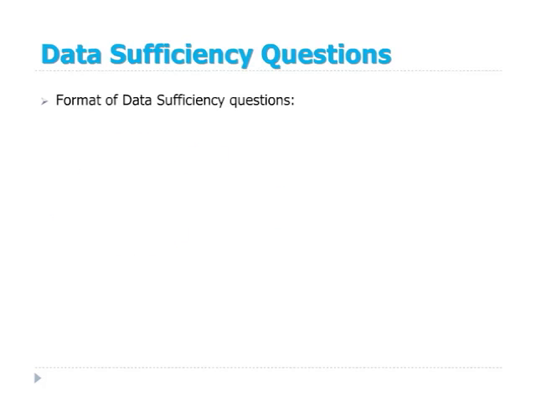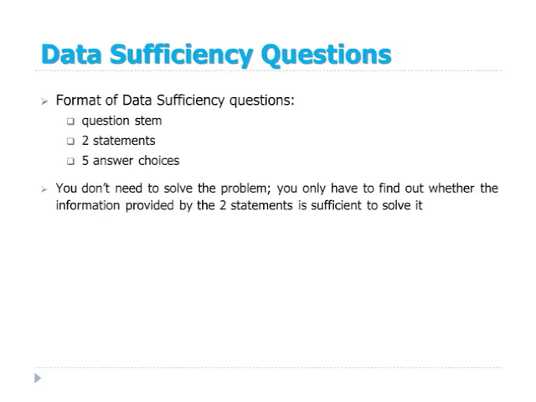Each question consists of a question stem, 2 statements, and 5 answer choices. You don't need to solve the problem. You only have to find out whether information provided by the 2 statements is sufficient to solve it. For all data sufficiency questions, answer choices are the same and in the same order.